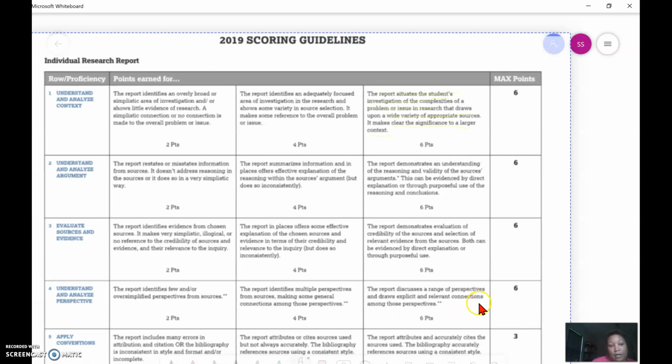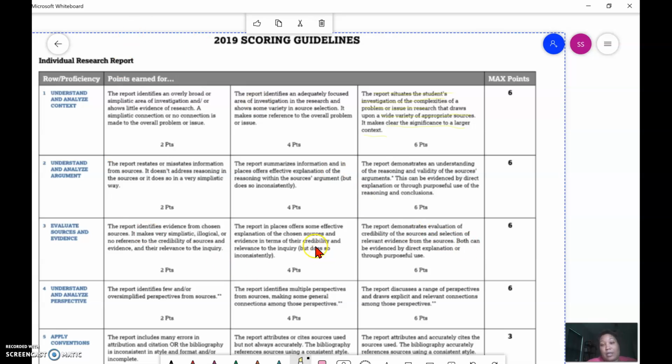The next category is understand and analyze argument. To get the highest scores in this category, you need to make sure that your report demonstrates an understanding of reasoning and validity of sources and arguments. So you're evaluating the sources and making sure that the arguments they're making are credible and applicable to your research report. This evidence can be shown by direct explanation or through purposeful use of reasoning and conclusion.